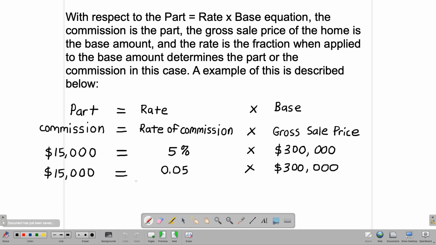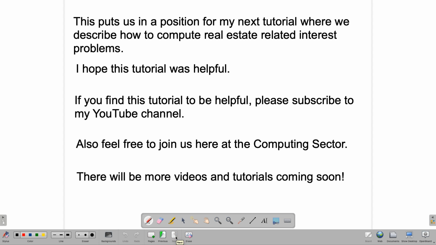We have an example. Say we have a house that's valued at $300,000. Let's say a sales agent says they're going to receive a 5% commission based on a $300,000 home and a 5% commission contract. The commission for that sale would be $15,000. So we have here part equals rate times base. This puts us in a position for my next tutorial, where we describe how to compute real estate related interest problems. I hope this tutorial was helpful.